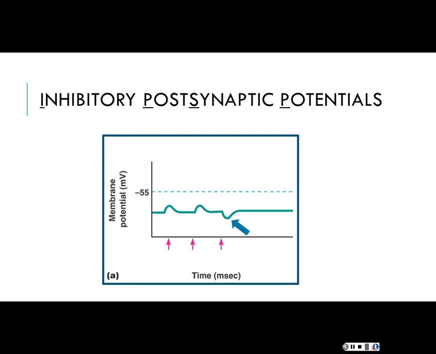So these are two types of graded potentials. One brings the cell closer to threshold, while the other brings the cell further away from threshold. One favors an action potential, one does not. One actually prevents an action potential. And when it applies, we'll inhibit the cell.